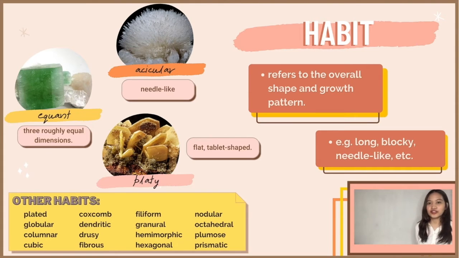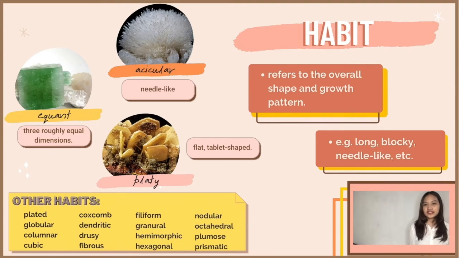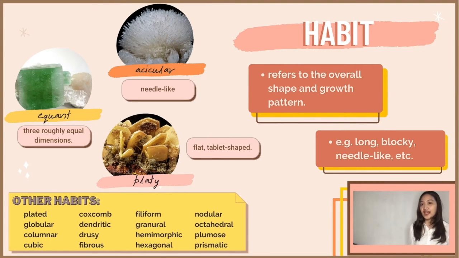First is equant. This is when the length, width, and breadth are roughly equal, like a cube or sphere. The next is platy. These minerals are usually flat and tablet-shaped, like the wolfenite we see on the screen. We also have acicular. A mineral typically has this when you see that it has a lot of needle-like features. As you can see, there are many other types of habit apart from the three. Additionally, it is also important to know that while some minerals have distinct habits, most have differing ones.